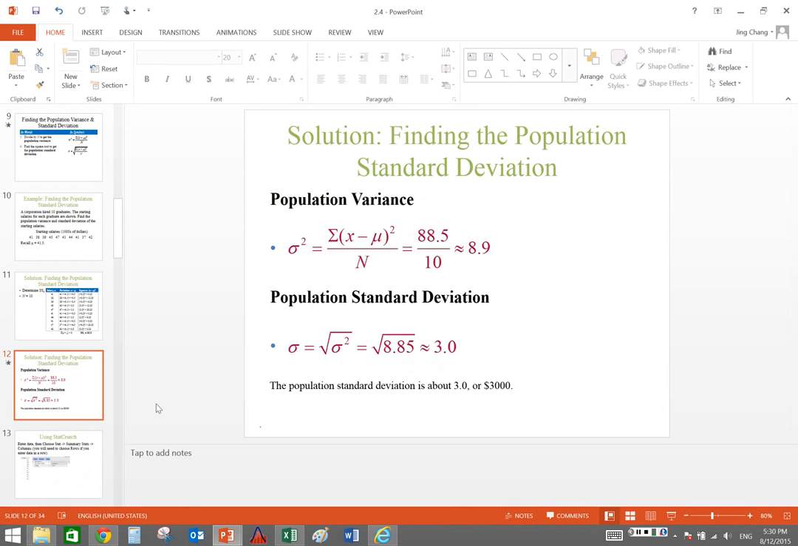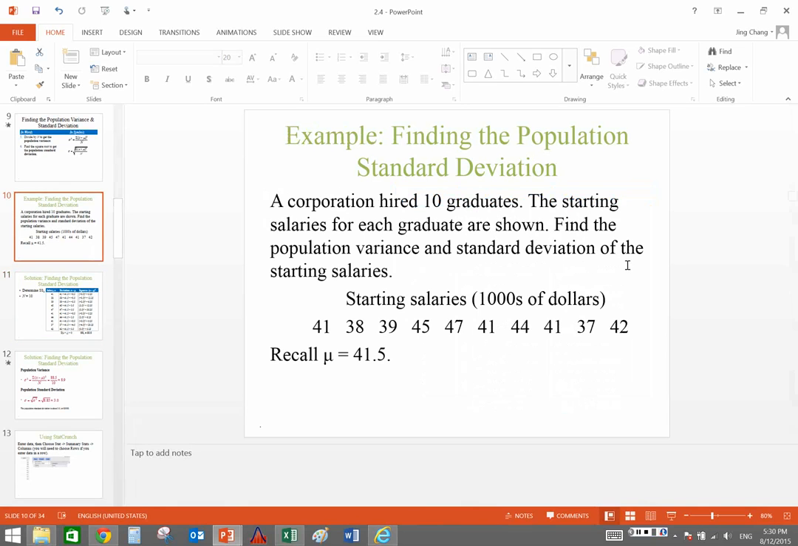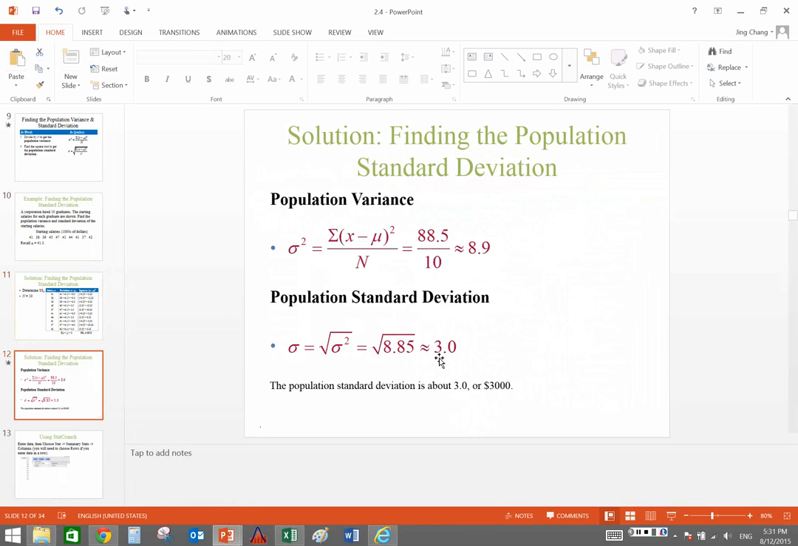So in this example, you find your variance first, 8.9. Take the square root, it's about 3.0. Standard deviation has the same unit as your data entry. So for our example, the data entry 41 represents thousands. So 41 is $41,000. And the standard deviation 3.0 also has the same unit, so that means $3,000.